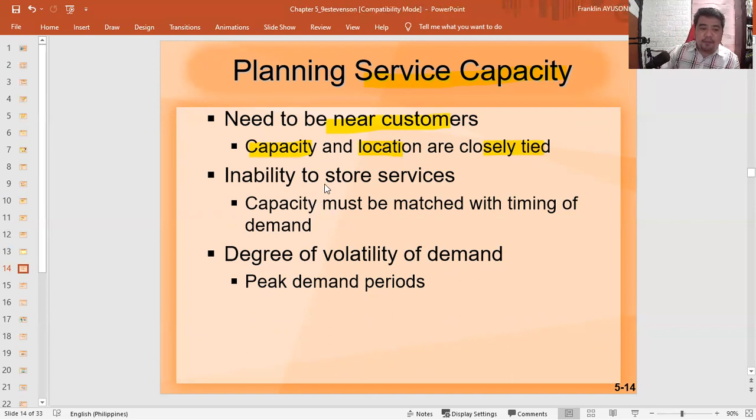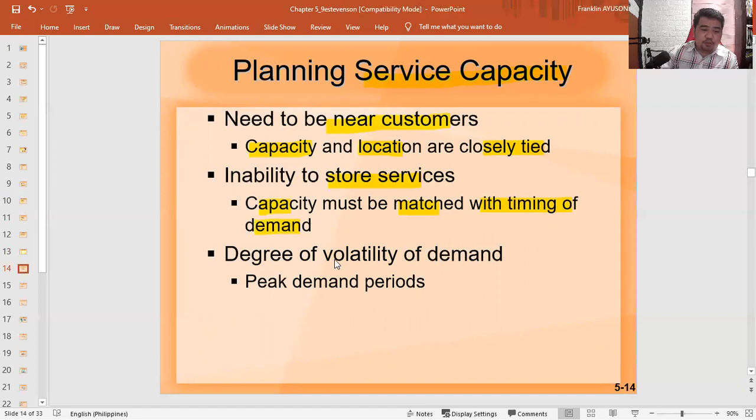Second, we have the inability to store services. So we need to consider that. Services are intangible. We cannot store them. Therefore, the capacity must also be matched with the timing of demand, because this also entails manpower or human resource.